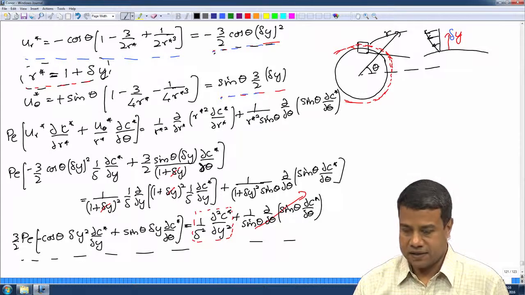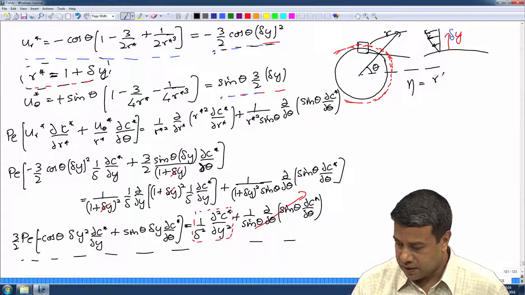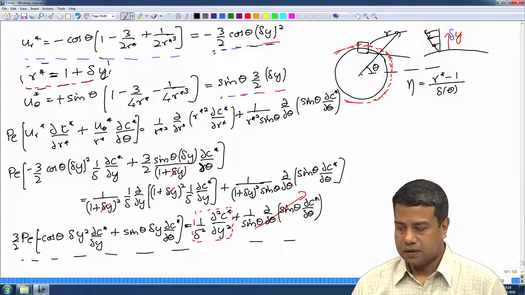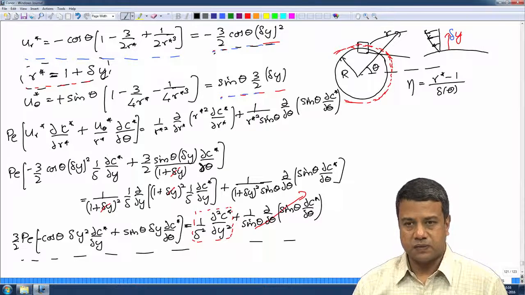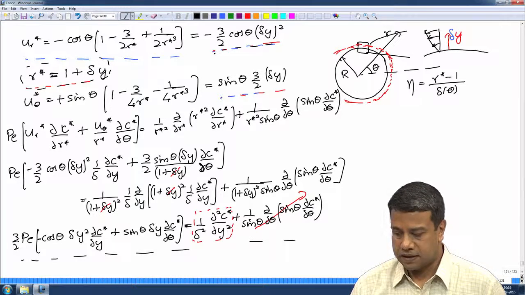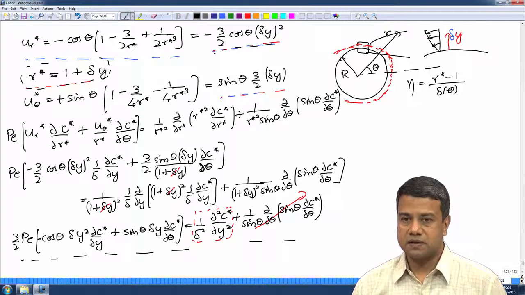Therefore, I can very easily define the similarity variable as r star minus 1 divided by this boundary layer thickness delta, where r star is scaled by the radius of the particle, and r star equal to 1 is the location of the surface itself scaled by capital R. R star minus 1 is the distance from the surface, and that I scale by this boundary layer thickness delta, which has to be a function of theta.